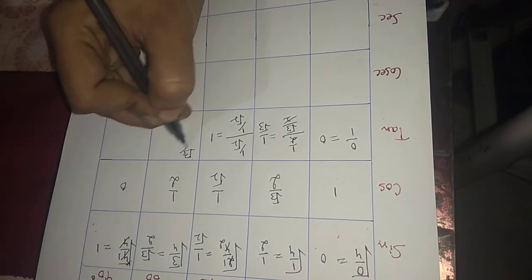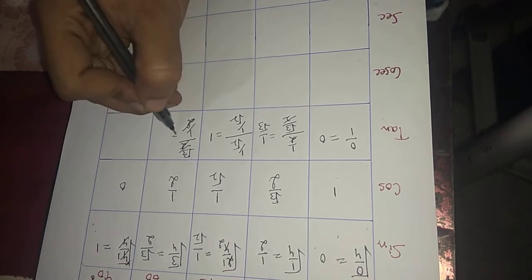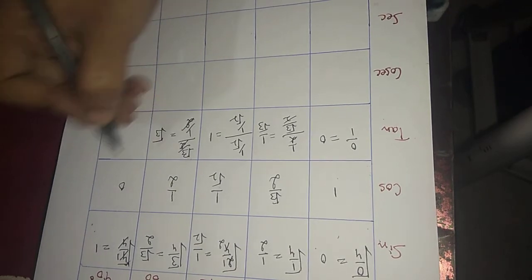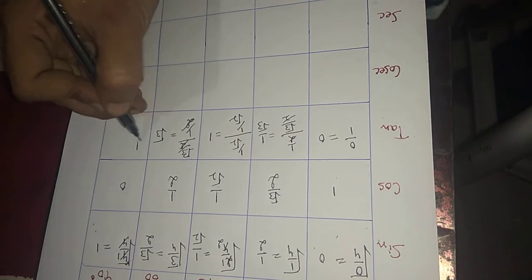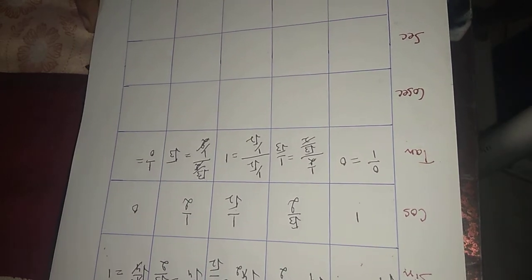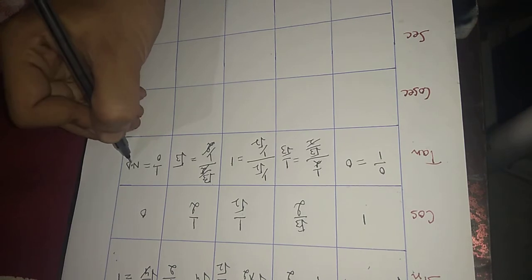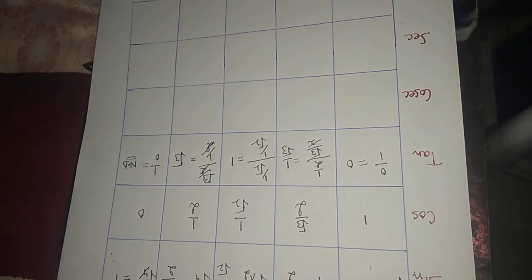Then root 3 by 2 divided by 1 by 2: 2 cancel, root 3 upon 1 gives us root 3, and then 1 upon 0. Beta, always keep one thing in mind, that 1 upon 0 is never defined. Anything divided by 0 is not defined, so 1 upon 0 is also not defined. So tan 90 is not defined.